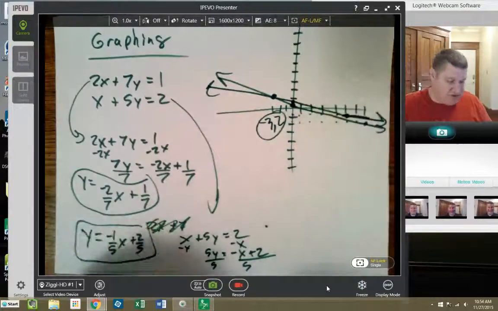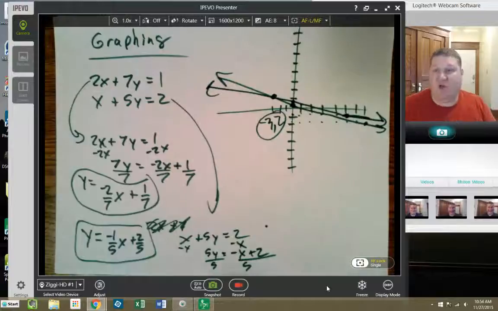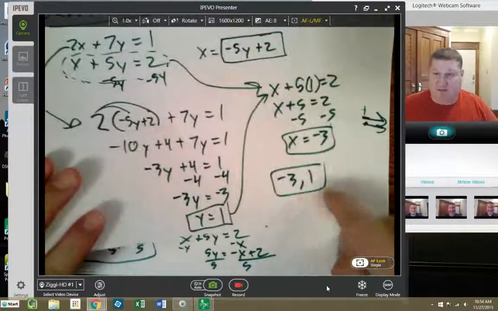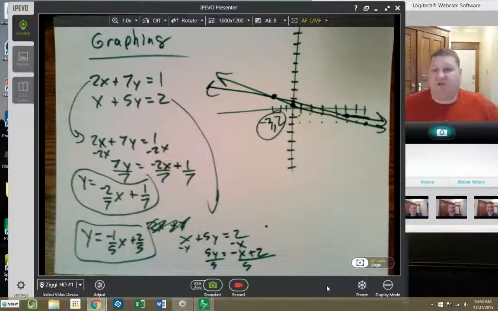Negative 3, 2. Now, we already know where it does cross. We already know that it crosses at negative 3, 1. But remember, when graphing, it's simply not going to be accurate.